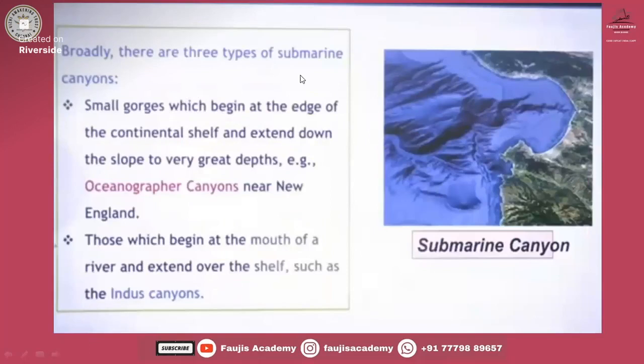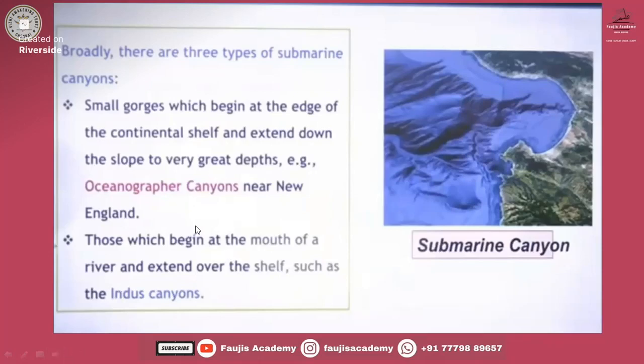There are three types of submarine canyons. The first are small gorges which begin at the edge of the continental shelf and extend down the slope. That is known as the Oceanographer Canyon, near New England. You can see the gorges here. That is one type of canyon. Then we have the Indus canyons, those which begin at the mouth of a river and extend over the shelf. So these are three different types of canyons.